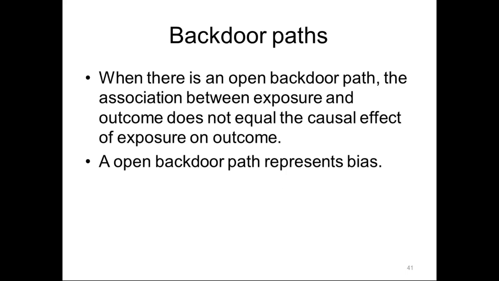When there's an open backdoor path, the association between the exposure and the outcome does not equal the causal effect of the exposure on the outcome. So an open backdoor path is biased. This is where these graphs can start helping you. You think about, okay, there's a pathway between my exposure and my outcome that is not the causal pathway. It's something extraneous.